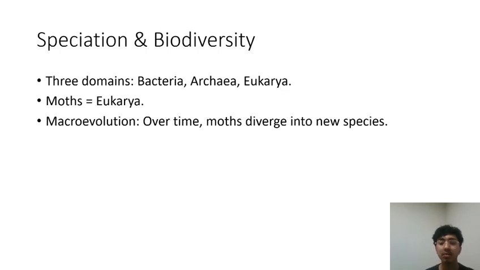And another one is speciation and biodiversity. There are three domains of life. All life falls into three domains: bacteria, single-celled with no nucleus; archaea, single-celled, often living in extreme environments; and eukarya, complex cells with nuclei, which include moths, humans, and plants. Basically everything other than bacteria and archaea.